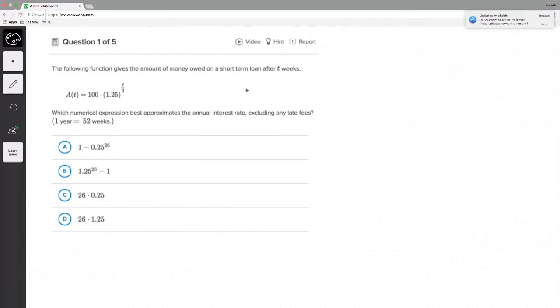The following function gives the amount of money owed on a short-term loan after T weeks. Right there is our T variable. T probably stands for time. Which numerical expression best approximates the annual interest rate, including any late fees? Annual interest rate meaning in a year. And they give you this nice conversion. Probably most of you guys know 52 weeks are in a year. All they're doing now is plugging 52 into this equation. So if we do that, it'd be 100 times 1.25 to the 52 over 2. That's it. 52 divided by 2 is just 26. So then we can rewrite this as 1.25 to the 26 times 100.